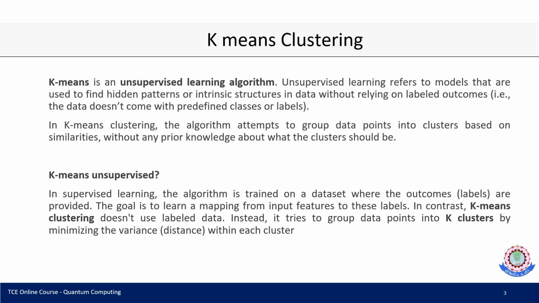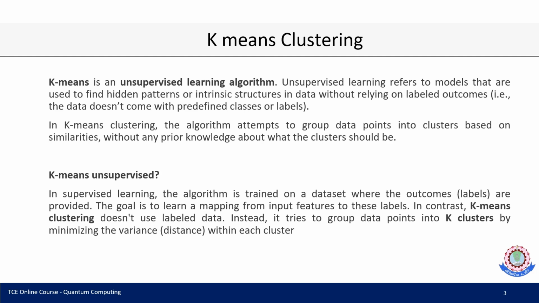So what is k-means clustering? K-means is an unsupervised learning algorithm. In unsupervised learning, the models are used to find hidden patterns and hidden structures in data without considering labeled outcomes. That means the data does not come with predefined classes or labels. In k-means clustering, the algorithm attempts to group data points into clusters based on similarities without any prior knowledge. For example, in a real-time application, we can match related articles to different kinds of clusters.